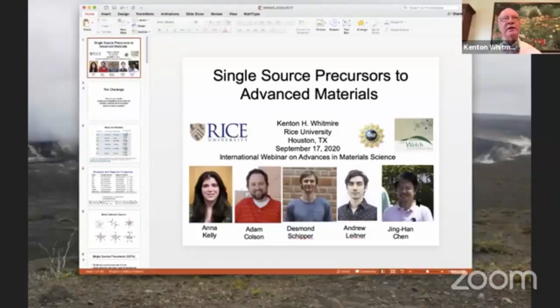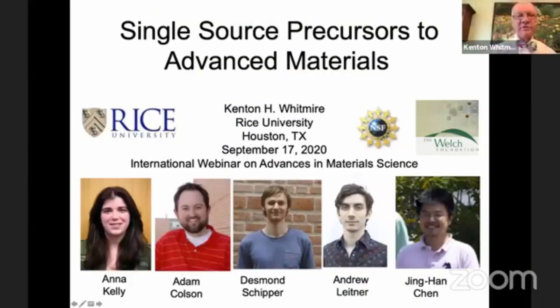So I will begin. The talk is going to be on using single source precursors to advanced materials. And this project is actually one that began in the early 2000s when we had an idea as a graduate student could be applied to material science. And that was looking at metal carbonyl clusters as precursors to advanced materials.